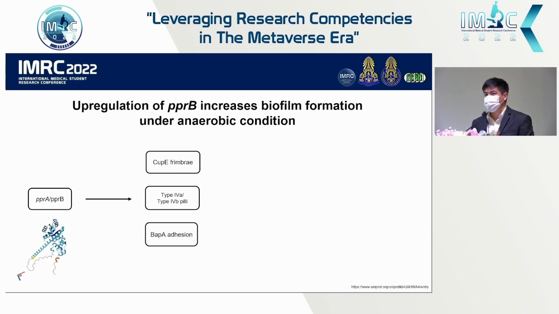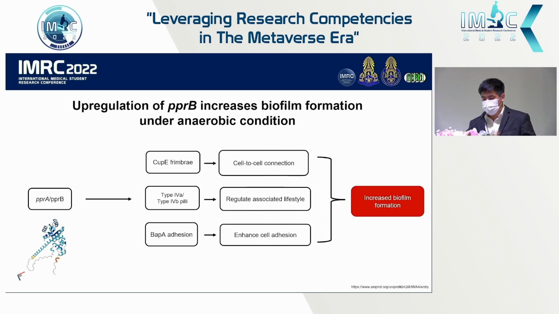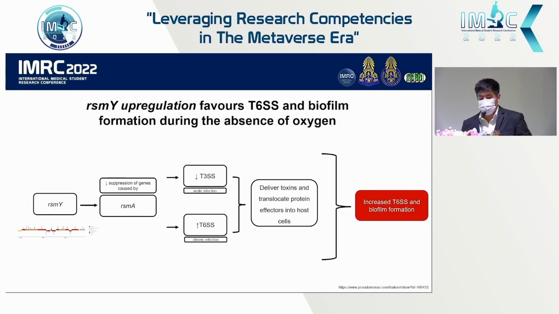It contributes to the survival of Pseudomonas aeruginosa, especially by protecting it from harmful environments. So the upregulation of PPRA and PPRB helps increase biofilm formation altogether. As such, the RSMY upregulation also favors the T6SS and biofilm formation during the absence of oxygen.